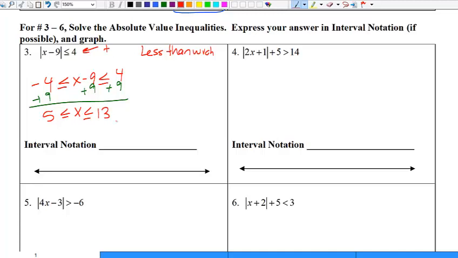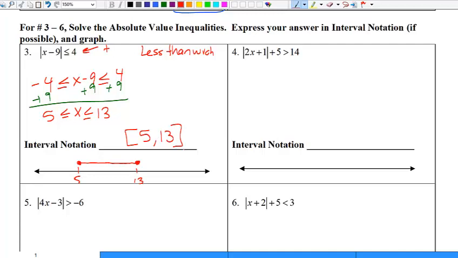And I get the inequality 5 is less than or equal to x, which is less than or equal to 13. Now I'm going to jump down here and graph it. So I need to put a 5 and a 13 on there. 5 and 13 both have closed circles because it's or equal to. And then because x is sandwiched between, I draw the line between. Now that I see my graph, I can get my interval notation really easily. 5 to 13, both brackets.